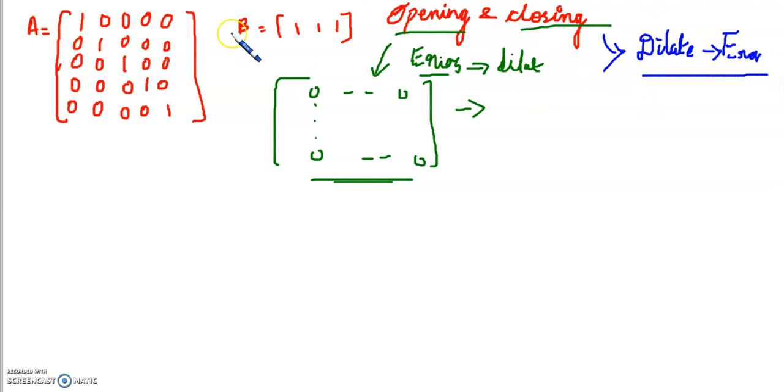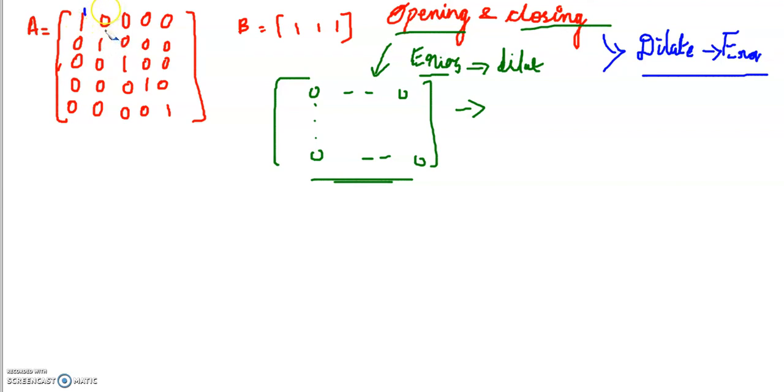Dilation of A by B means, when you take the translated version of B, actually the reflection, you consider the symmetrical. When you take the translated version of B, it should have at least one point in common with A. So consider this point. I am placing it at this point. When I place it at this point, it has one point in common with A, because it is already 1. So I have this point as 1.